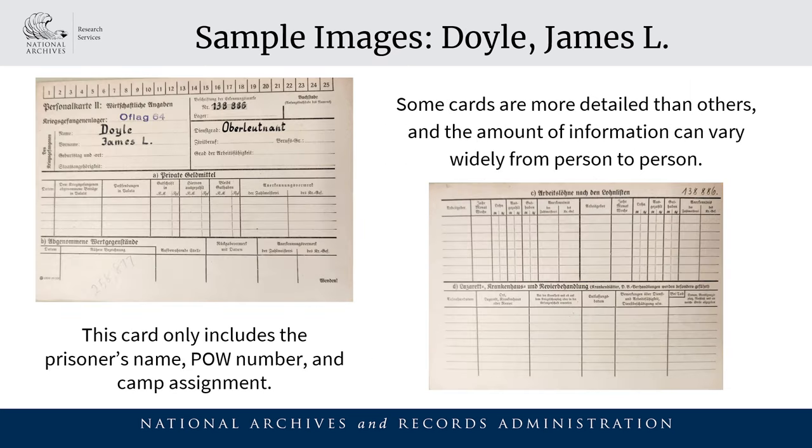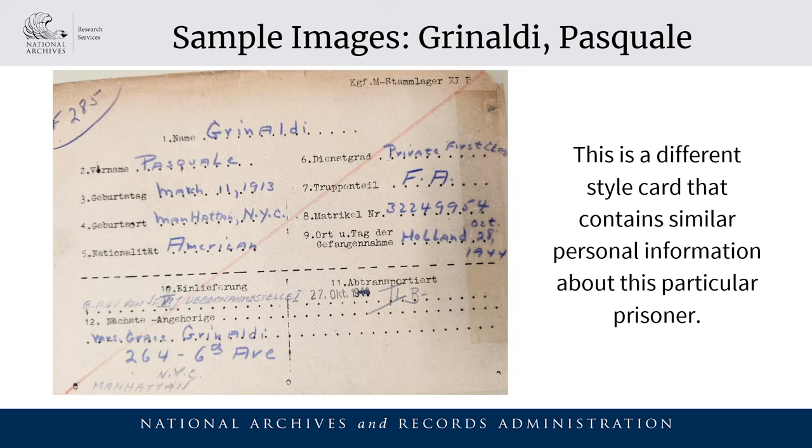This second example is a card for James L. Doyle. This one is on the opposite end of the spectrum, with very few details filled out and no fingerprint or photographs. It includes the prisoner's name, rank, POW number, and camp assignment, but not much more. This third example, for Pasquale Grinaldi, shows a different type of form. There are fewer details here, but the basic personal and service information are provided, including birth date, birthplace, rank, date and place of capture, and more.